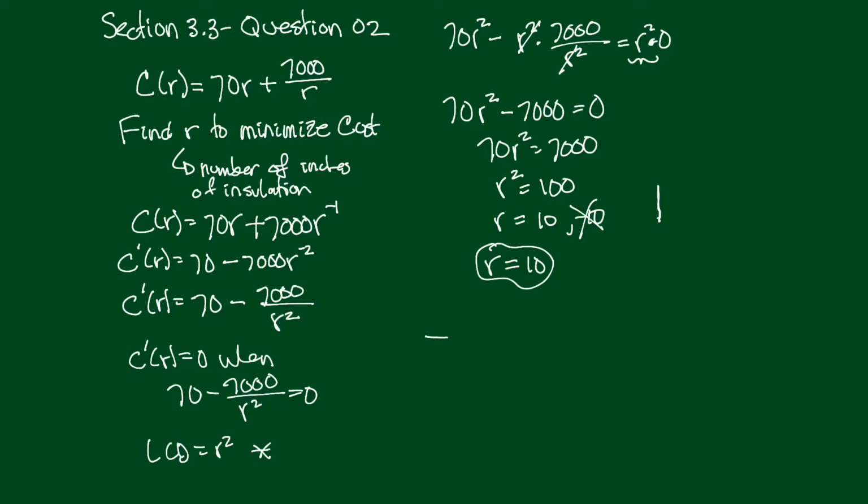Now, we could prove this. That's our only critical value, and it's the only one that makes sense here. So we could prove it by looking at 10 as our critical value here. Here's r, and then we could evaluate the derivative and do that first derivative test. But I'm not going to do it here.